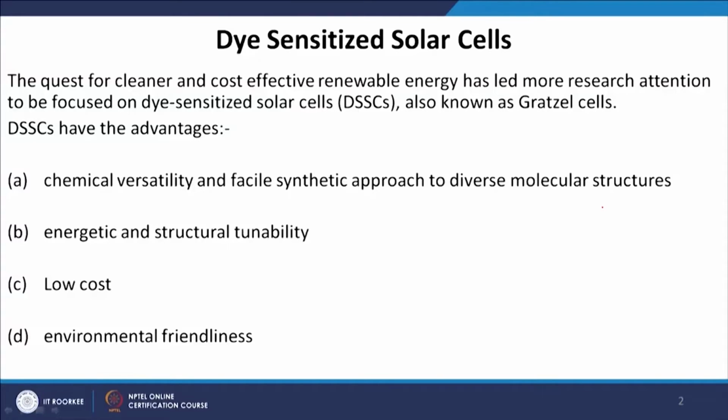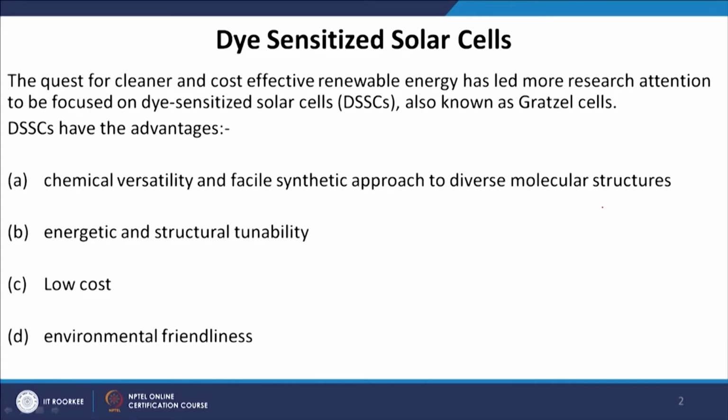The second point is the energetic and structural tunability. Depending upon which region of the electromagnetic spectrum we would like our dye to absorb sunlight in, we can make the band gap accordingly and choose the material accordingly. So, we have freedom in the choice of material according to band gap and structural properties. The third important point is low cost. Obviously this DSSC device has a cost which is much lower than the first generation and second generation technology.